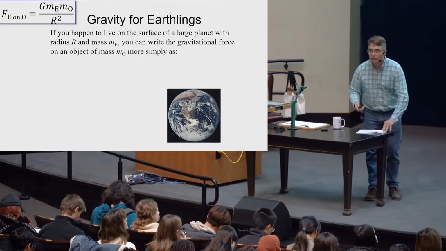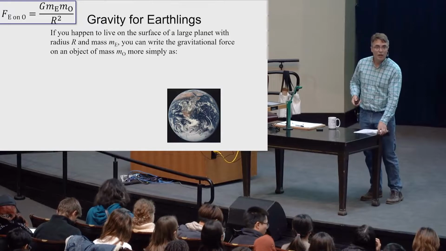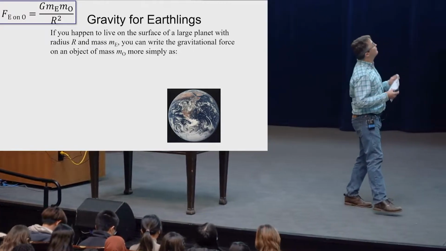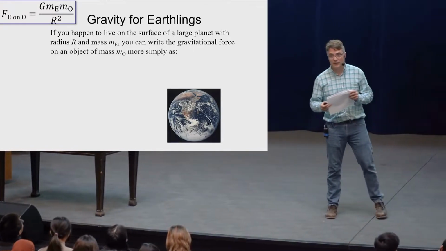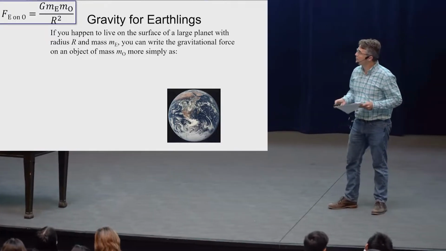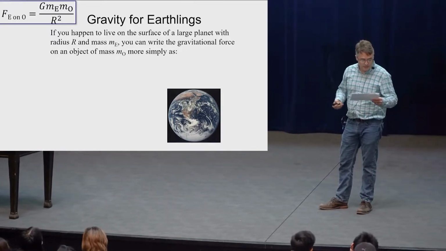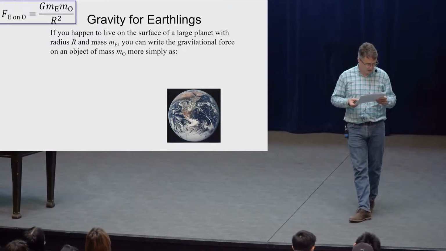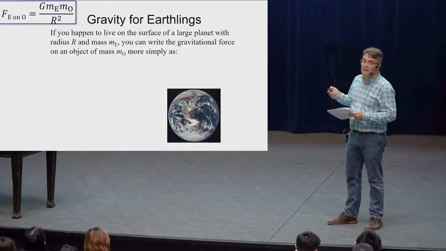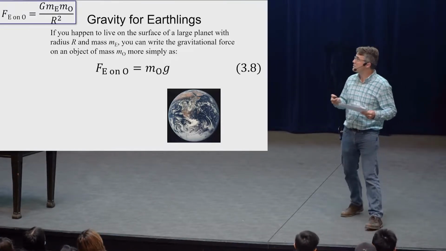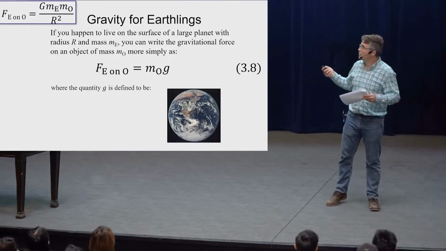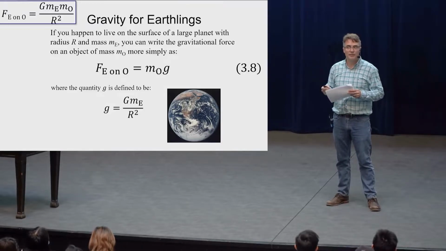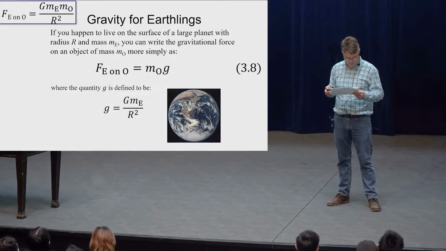We have gravity for earthlings. The real equation is in the upper left there: capital G times M of something times M of another thing, divided by some distance squared. But if you happen to be living on a large planet of radius 6,400 kilometers and a mass of 6 times 10 to the 24 kilograms, you can write that equation more simply, as a short form, where lowercase g is capital G times the mass of the Earth divided by the radius of the Earth squared. That's where that number comes from. It turns out to be about 9.8.